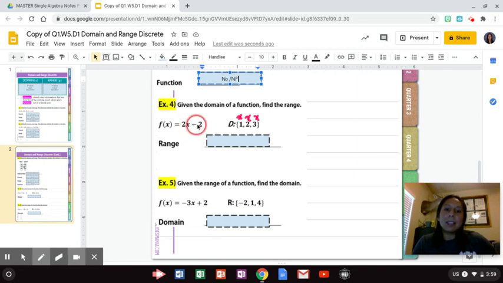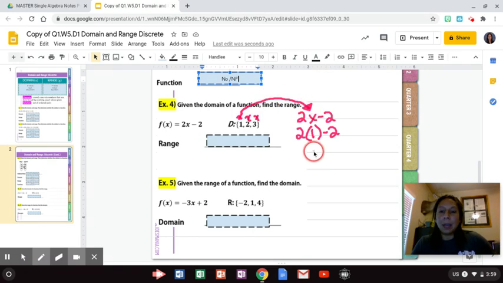So what that means is I have to work out 2x minus 2. So if the X was 1, all I'm doing is inputting my first one. If I input a 1, what would I get for my Y value? Well, 2 times 1 is 2, minus 2 would give me 0. So my first value would be 0.